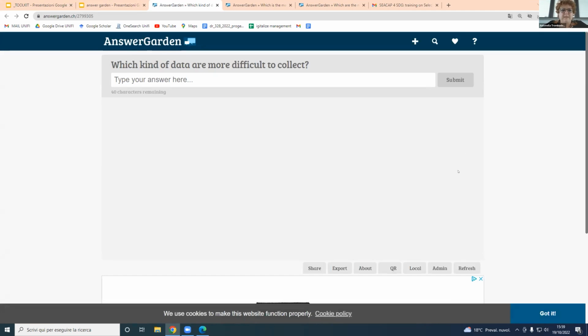So according to your experience, which kind of data, which typology of data are more difficult to collect? Data related to building geometry, building performance, energy performance, or economical, like the bill amount, or some quantitative or qualitative aspect. So please.